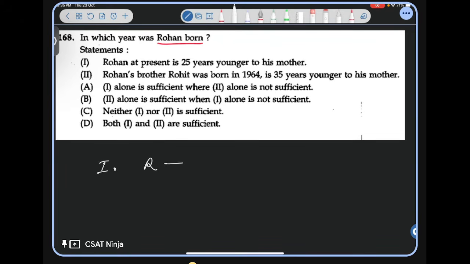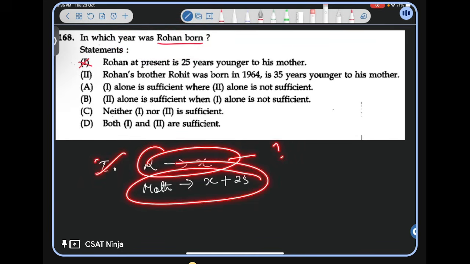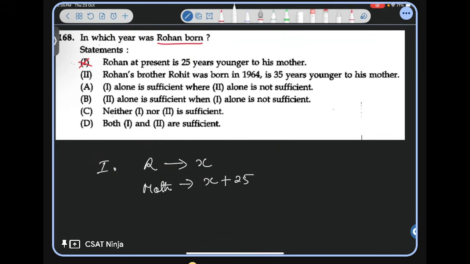So if Rohan's age was X, the mother's age will be how much? Rohan is 25 years younger, which means Rohan's mother will be 25 years older than Rohan, right? Rohan is X years and Rohan's mother's age is X plus 25. But by using these two ages, I won't be able to answer, because I just need to find the born year. Which year was Rohan born? So using these two, I won't be able to find. So statement number 1 alone is not sufficient.